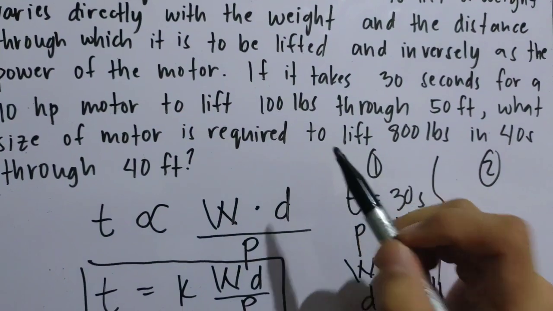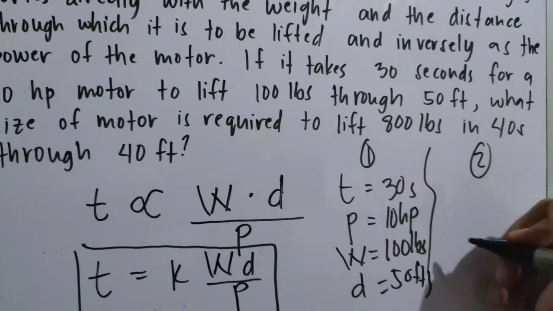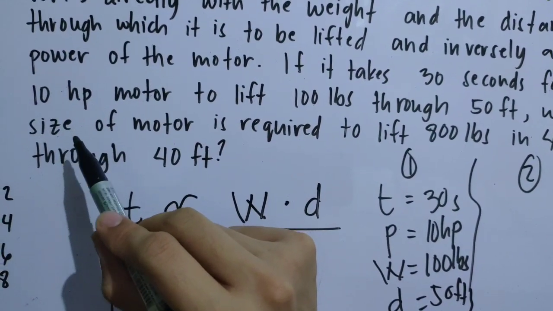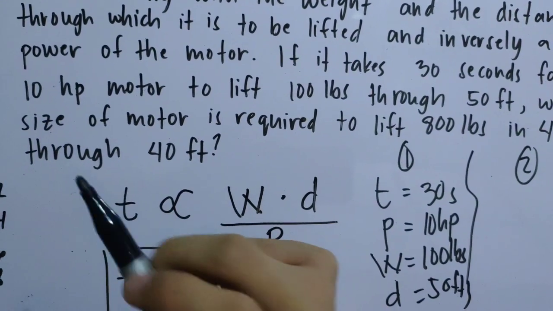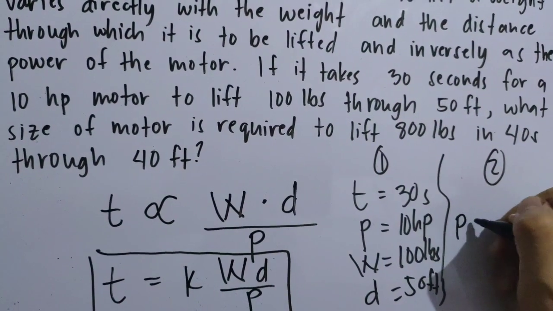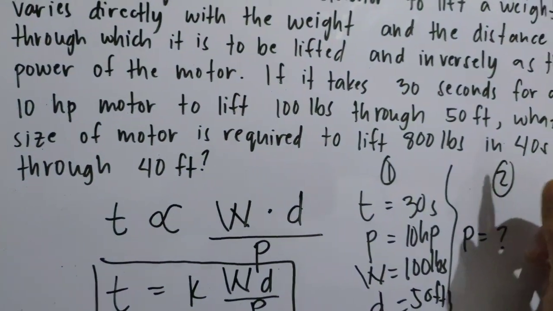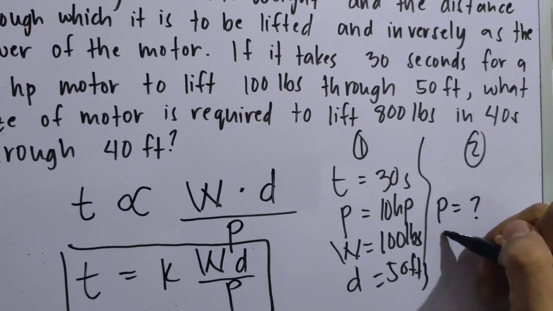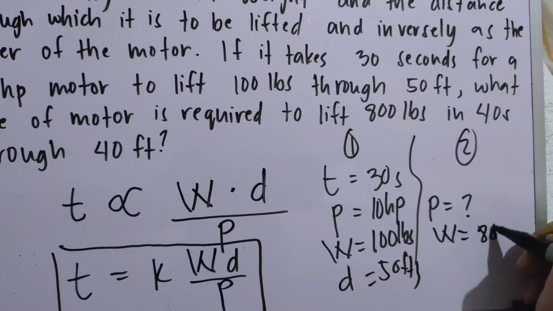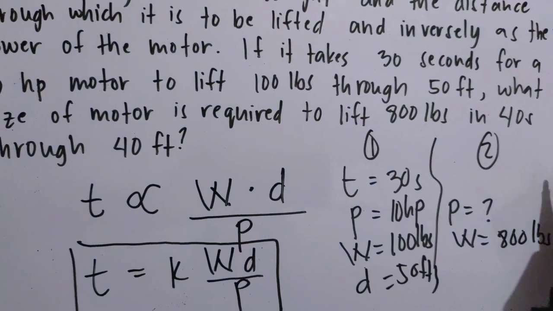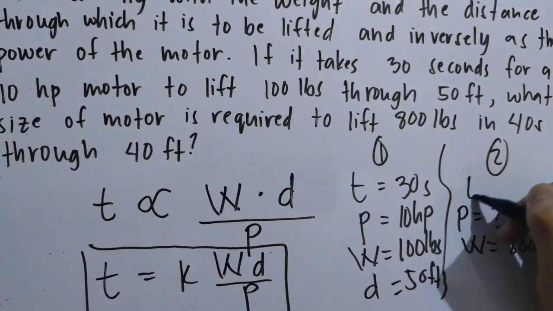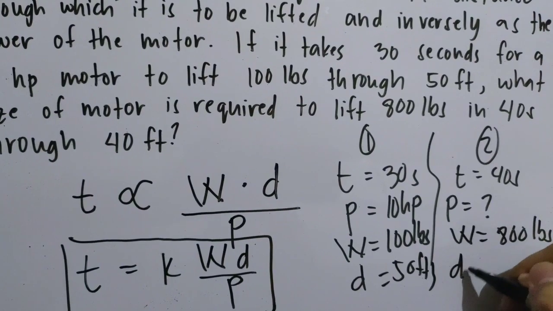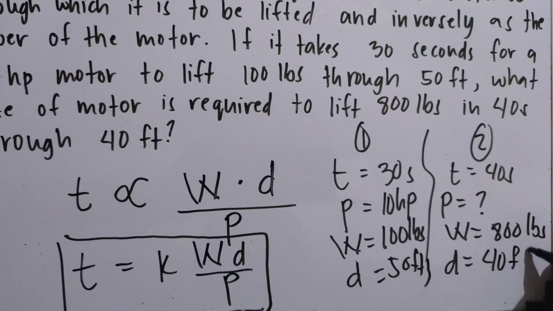What size of motor is required? So, doon naman tayo sa pangalawang condition. Ang hinahanap niya, size of motor. By the way, kapag sinabing size of motor, ang ibig sabihin nito, yung power ng motor. So, power dito ang hinahanap. Unknown yung power. Hanapin natin yan. What size of motor is required to lift 800 pounds? So, yung weight natin is equal to 800 pounds. In 40 seconds. Time natin, 40 seconds. Through 40 feet. Yung distance natin is equal to 40 feet.